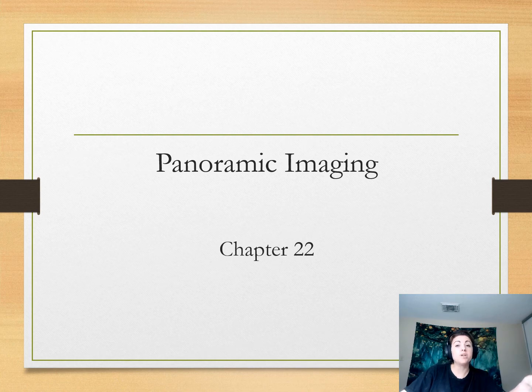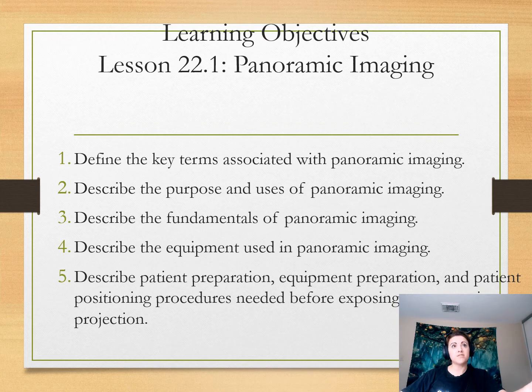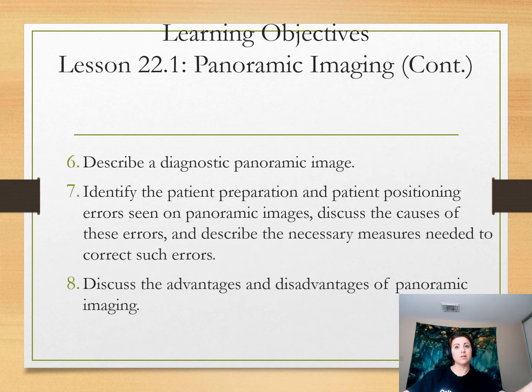Anyway, we're going to be doing chapter 22, which is panoramic imaging. The learning objectives for this chapter are to define the key terms associated with panoramic imaging, to describe the purpose and use of this imaging, to describe the fundamentals of this imaging, and to describe the equipment needed for this type of imaging. We'll describe patient preparation, equipment preparation, and patient positioning procedures that we need to do in order to expose a panoramic projection. All right, so we will describe what a diagnostic panoramic image looks like. We will identify the patient preparation and patient positioning errors seen on panoramic images.